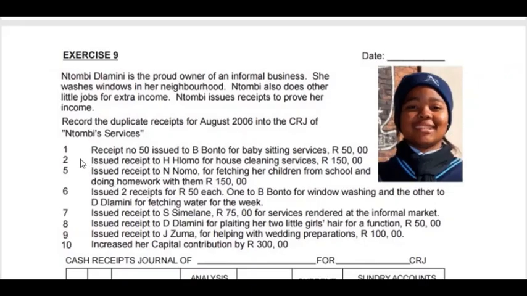Then the next transaction took place on the 2nd of August 2006. We issued a receipt. Can you see? They didn't tell us what the receipt number is, but we know if the previous receipt was 50, this will be receipt number 51. To H. Tlommel for house cleaning services, which will be current income, 150 Rand.